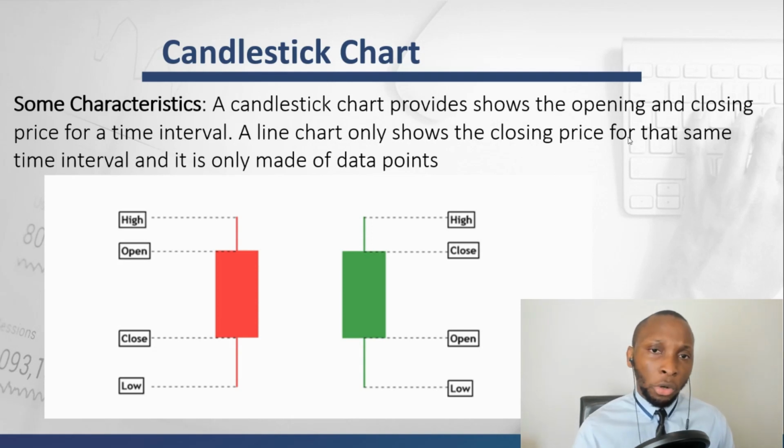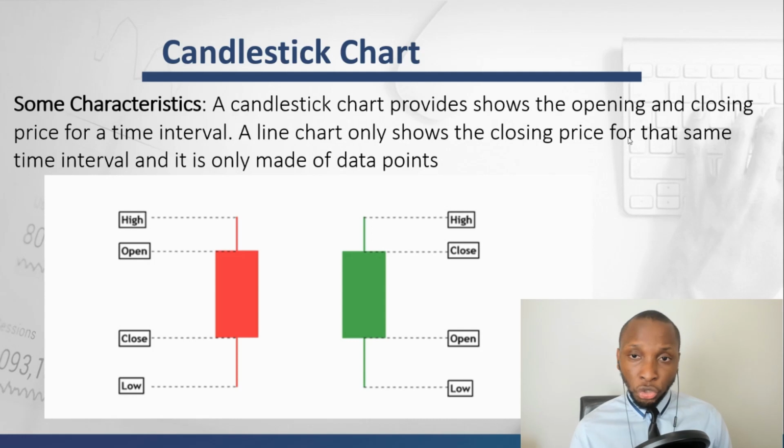So the next topic is the candlestick chart. Let's discuss some characteristics of the candlestick chart. A candlestick chart shows the opening and closing price for a time interval. The line chart only shows the closing price for that same time interval, and it's only made of data points. So let's first look at some of those characteristics, and just pay attention to those.